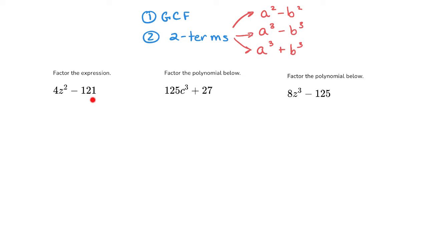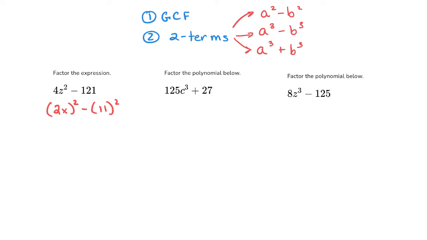4 and 121 are not divisible by anything. The second term doesn't have any z's in it, so we can't take a z out. So this is a difference of squares. Now, here's how I would factor these. Let me show you first the real method, and then I'll show you how I do them.